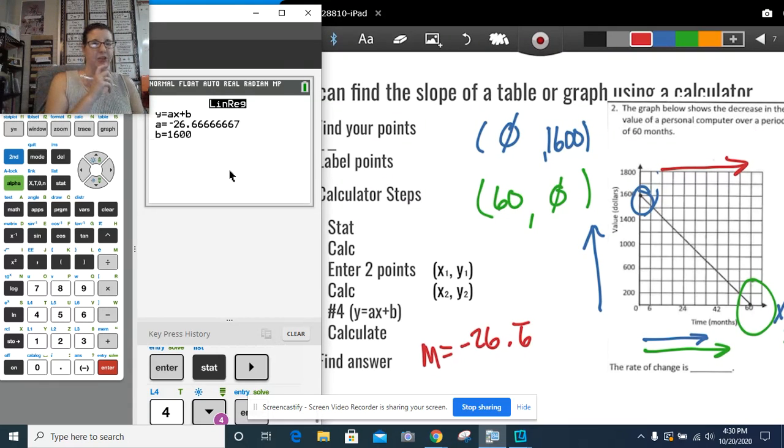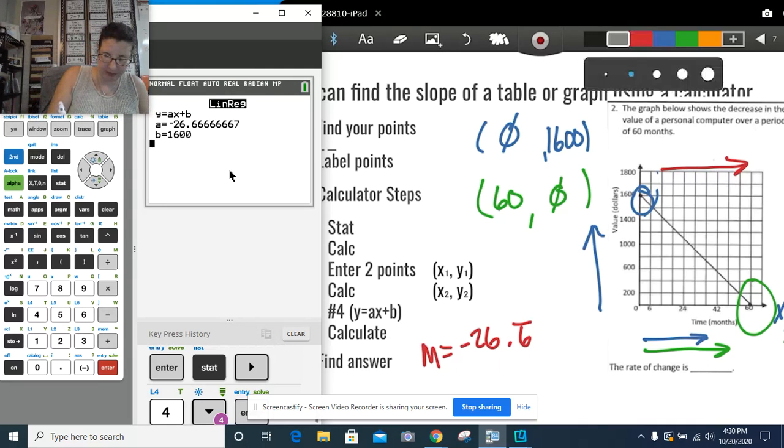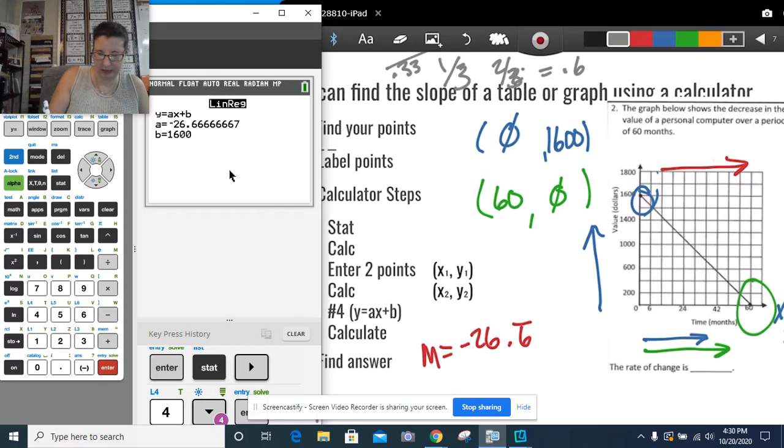Again, we got to think about our fractions. So what fraction gives you a 0.6 repeating? Well, I can think about my thirds. I have 1/3 and I have 2/3. Well, 1/3 is 0.33 repeating and 2/3 is 0.66 repeating. So our slope, if I change it into fraction form, is negative 26 and 2/3.